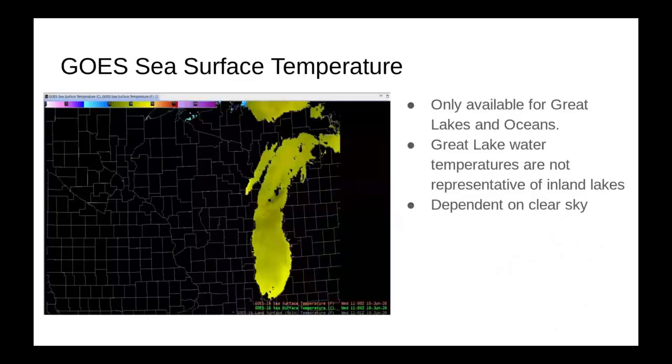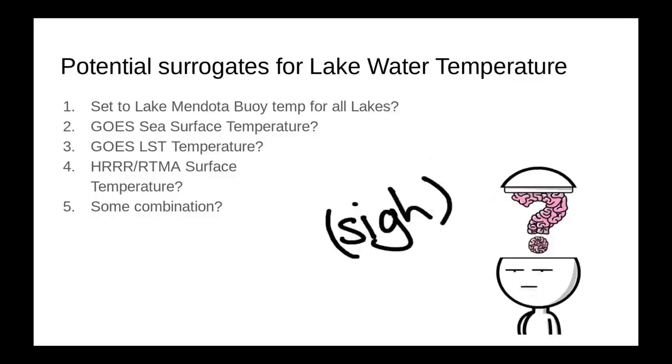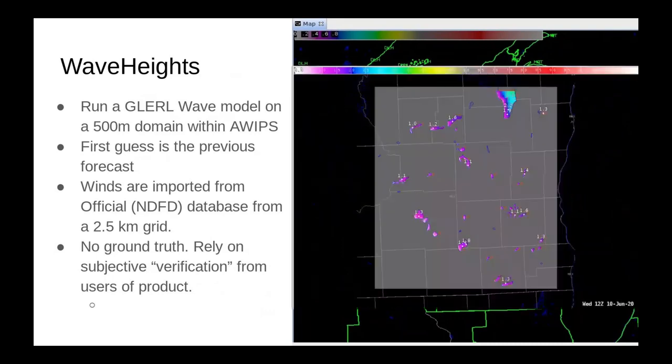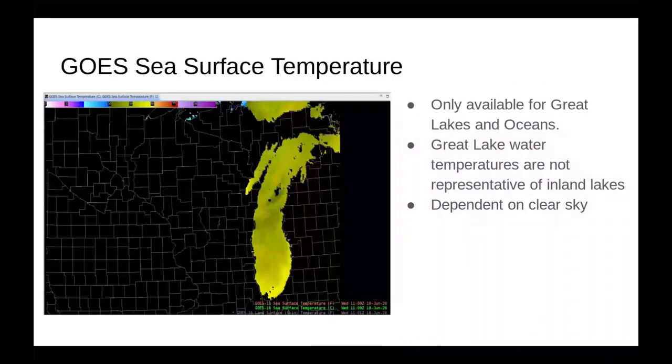So as far as the GOES sea surface temperature, as you can see here, this is Wisconsin, and you can see Lake Michigan and a little bit of Lake Superior. But if you look back, here are my lakes. There are no lakes in the sea surface temperature for GOES. So that's not going to really help my inland lakes that I want. So I had to sort of throw that one away.